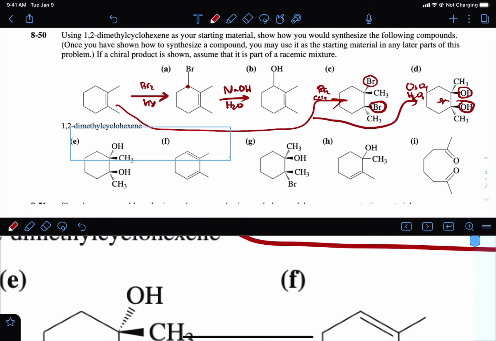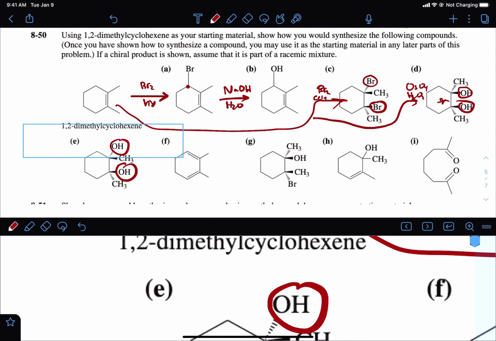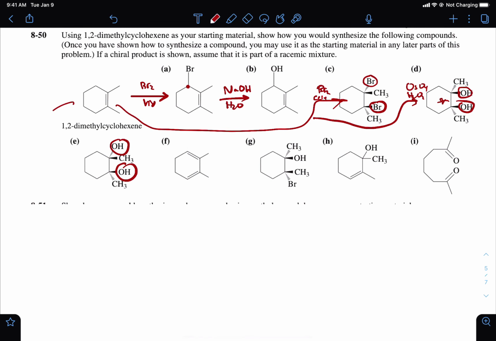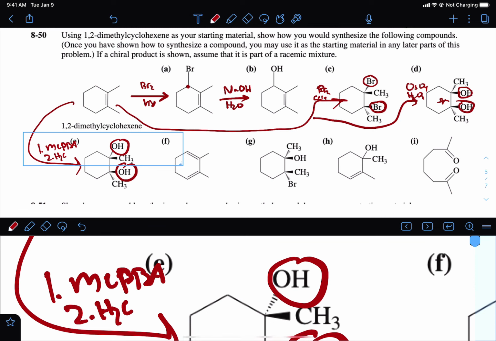Anti-diols. OH up or OH down, OH up. We've already done that. Anti-diols. First, you make the epoxide with something like mCPBA, our peroxy acid, and then we open it up under acidic conditions, H2O and H+. Right? So anti-diols.